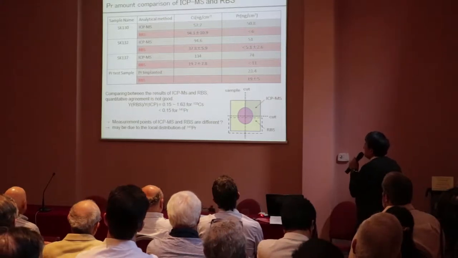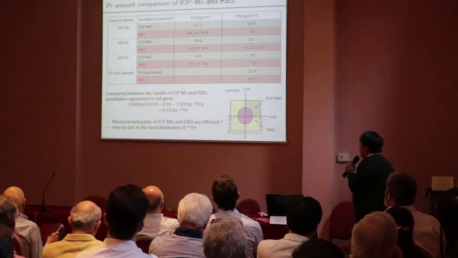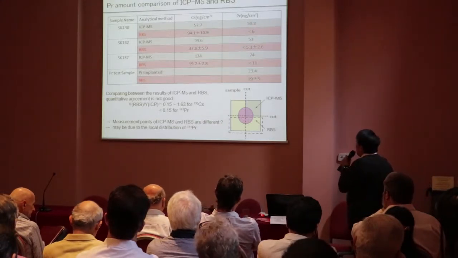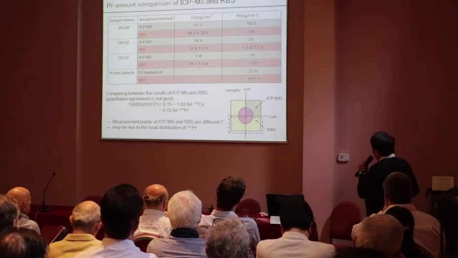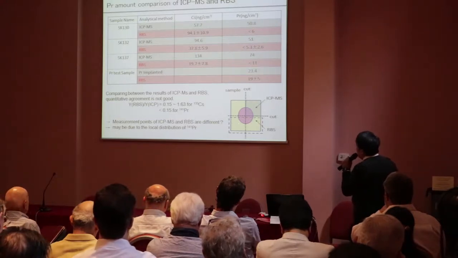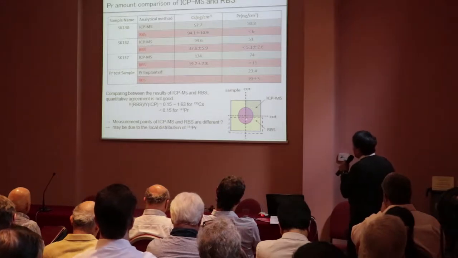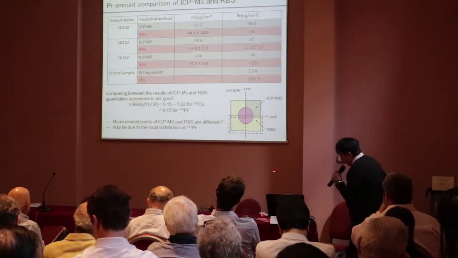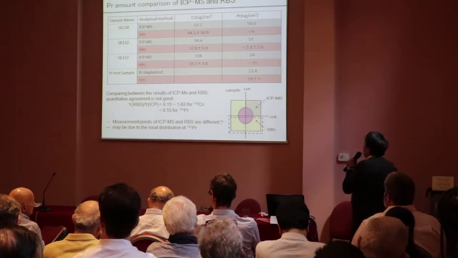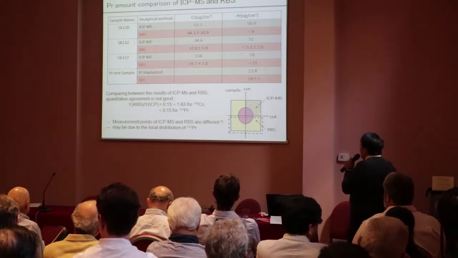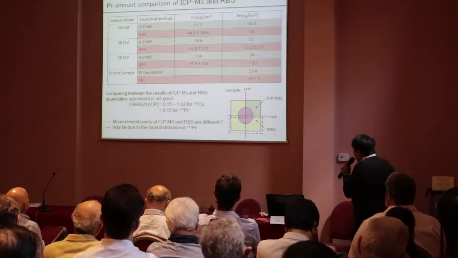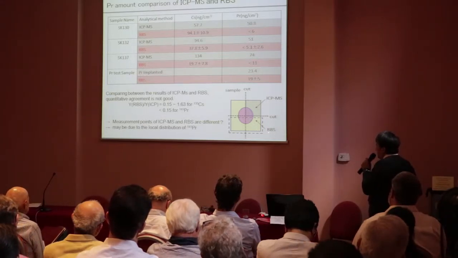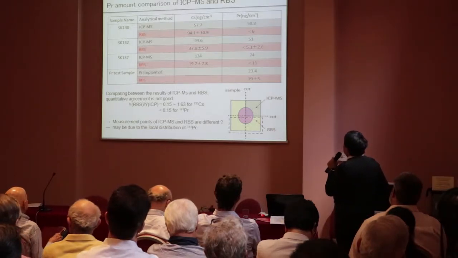One possibility is that the measurement points of ICP and RBS are different. Our sample is this type, a 25 millimeter square sample, and this circle region is the gas permeation region. We cut a piece, dissolved the surface of this piece with nitric acid, and analyzed it by ICP-MS, and the remaining piece we use for Rutherford backscattering samples. So the measurement point is different.